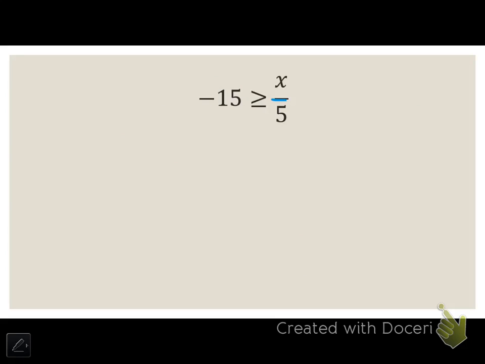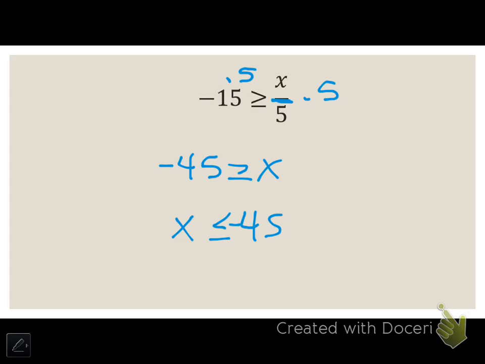Okay, so since we're dividing here, we got to make sure we multiply both sides by 5. So we should get negative 45. Okay, we don't flip our sign because we didn't multiply or divide by a negative. Since 5 is positive, we don't flip our sign. But I want x on the left side, so since it's eating the negative 45, we keep eating the negative 45.